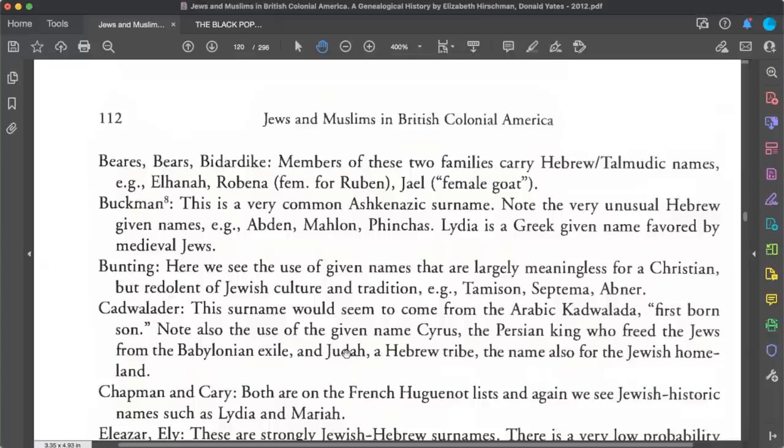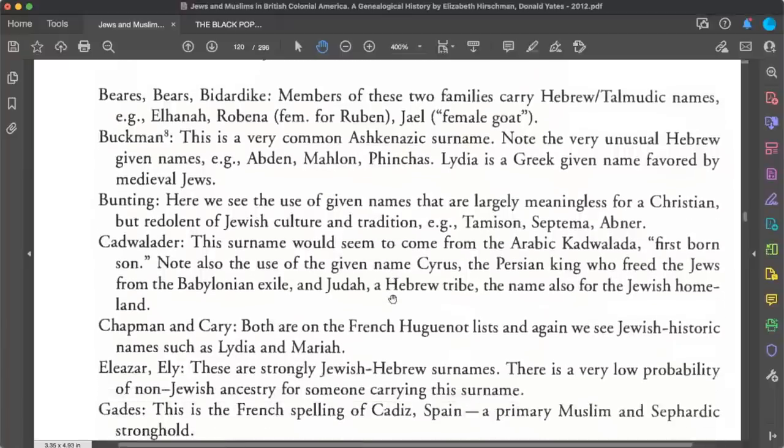Example, Elhana, Robena, female for Reuben. Jael, female, goat. Buckham, this is a very common Ashkenazic surname. Note the very unusual Hebrew given names. Example, Abden, Malon, Pinchos. Lydia is a Greek given name favored by medieval Jews. Bunton, here we see the use of given names that are largely meaningless for a Christian, but redolent of Jewish culture and tradition. Example, Tamison, Septima, Abner. Katwalader, this surname would seem to come from the Arabic Katwalada, firstborn son. Note also the use of the given name Cyrus, the Persian king who freed the Jews from the Babylonian exile, and Judah, a Hebrew tribe, the name also for the Jewish homeland.